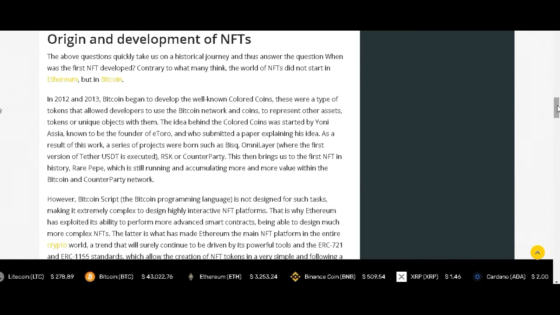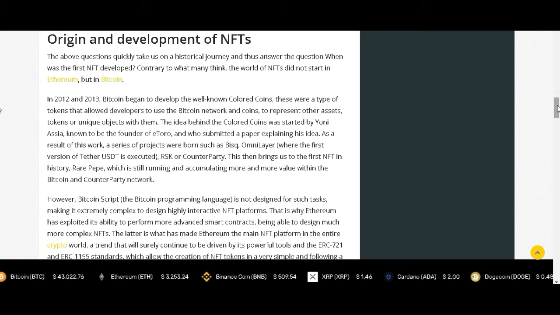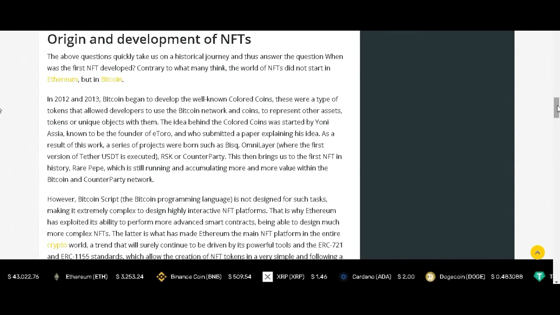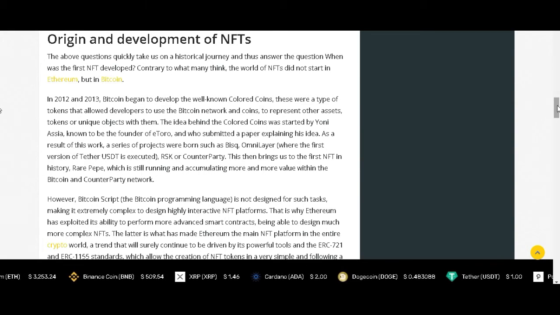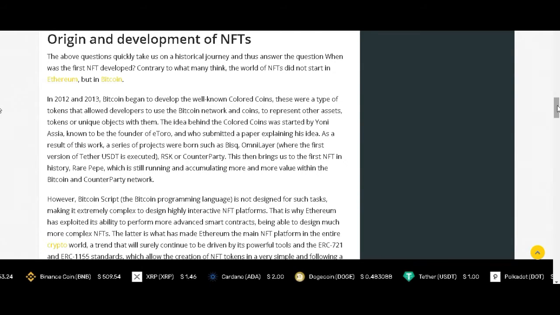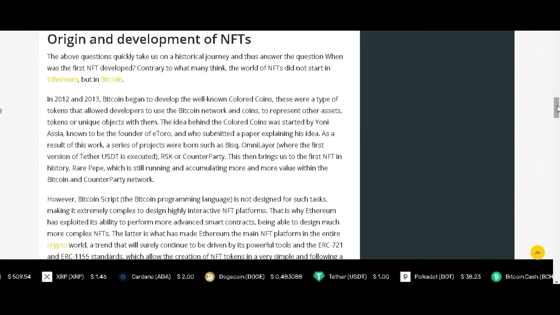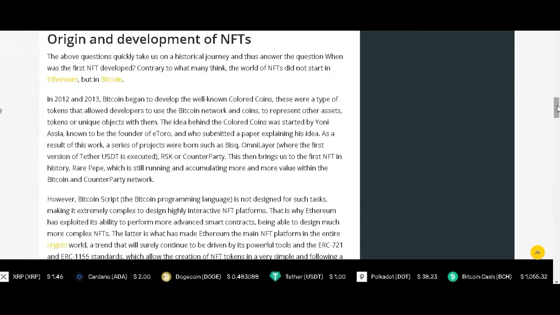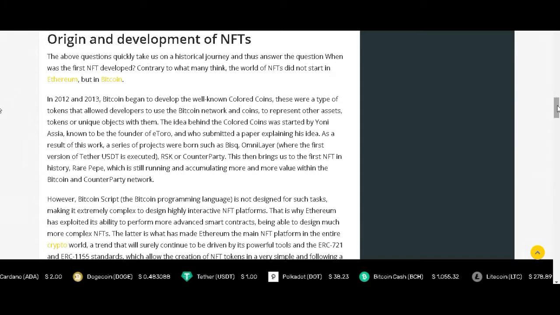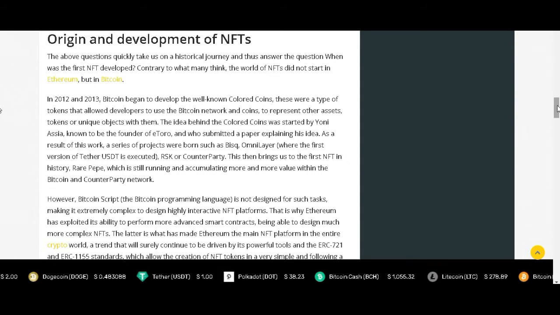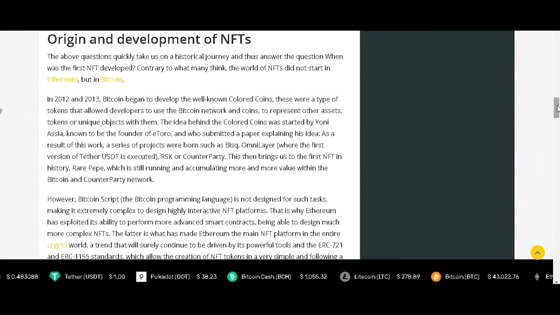The above questions quickly take us on a historical journey and thus answer the question, when was the first NFT developed? Contrary to what many think, the world of NFTs did not start in Ethereum, but in Bitcoin. In 2012 and 2013, Bitcoin began to develop the well-known colored coins. These were a type of tokens that allowed developers to use the Bitcoin network and coins to represent other assets, tokens, or unique objects with them. The idea behind the colored coins was started by Yoni Assia, known to be the founder of eToro, and who submitted a paper explaining his idea.